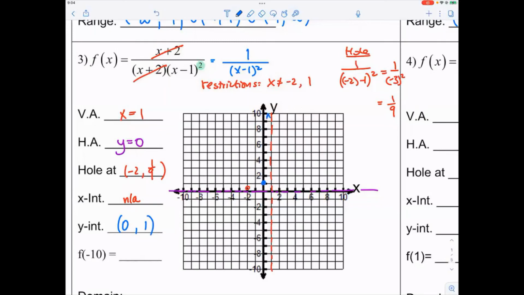Okay. So with this, you can actually plot the left-hand side of the graph. And because of this square next to the x minus 1 in the denominator, you can go ahead and draw the other side of the graph. Okay. So that will be the graph. And if you want to find out f of -10, so you have (-10 minus 1) squared, which is 1 over 121.